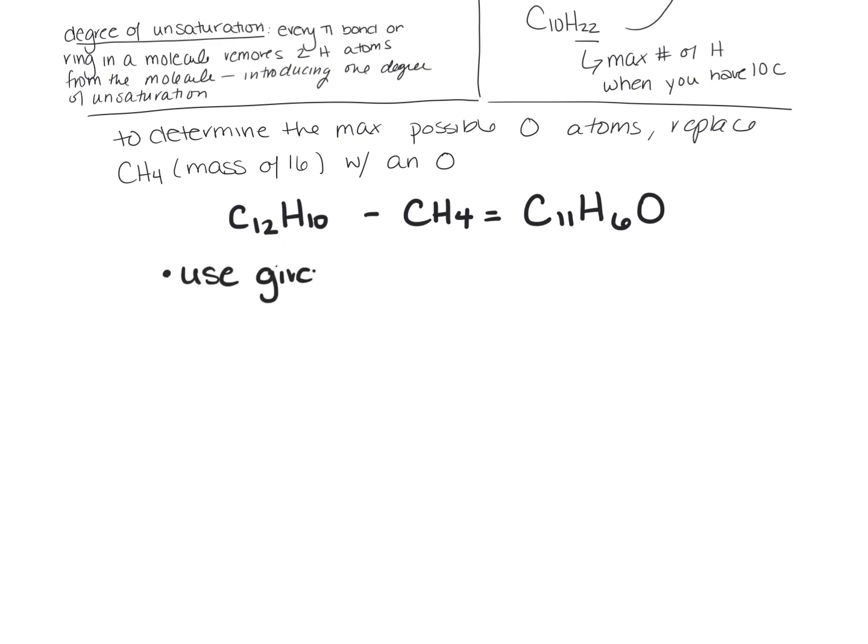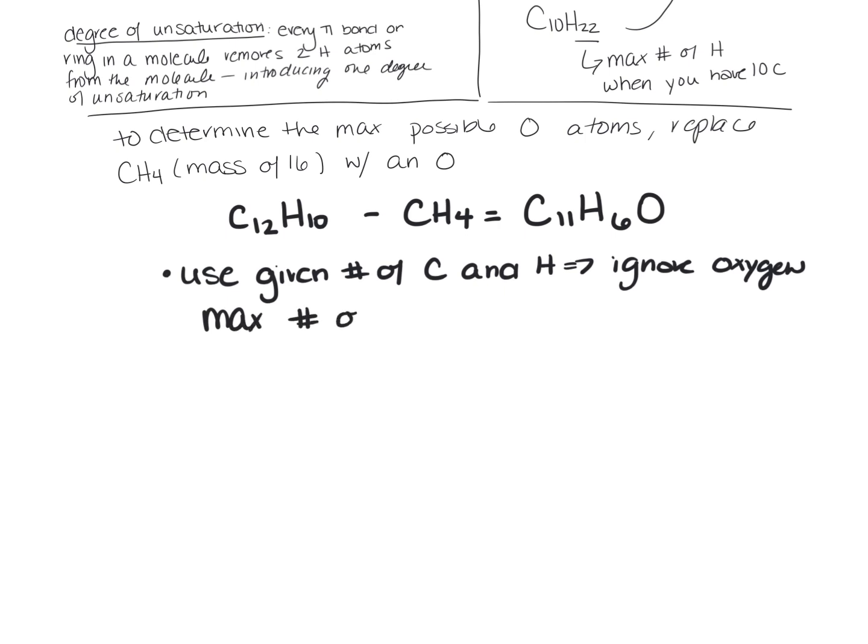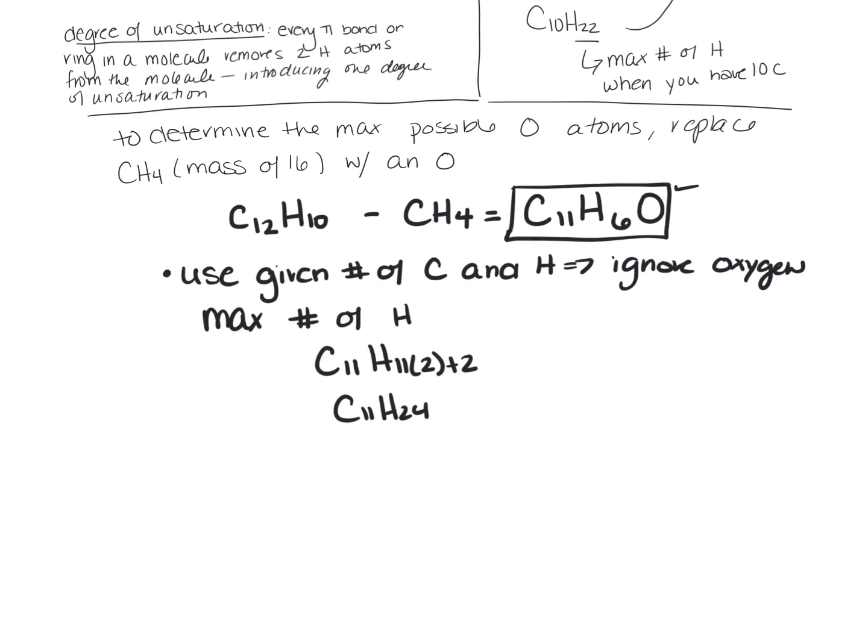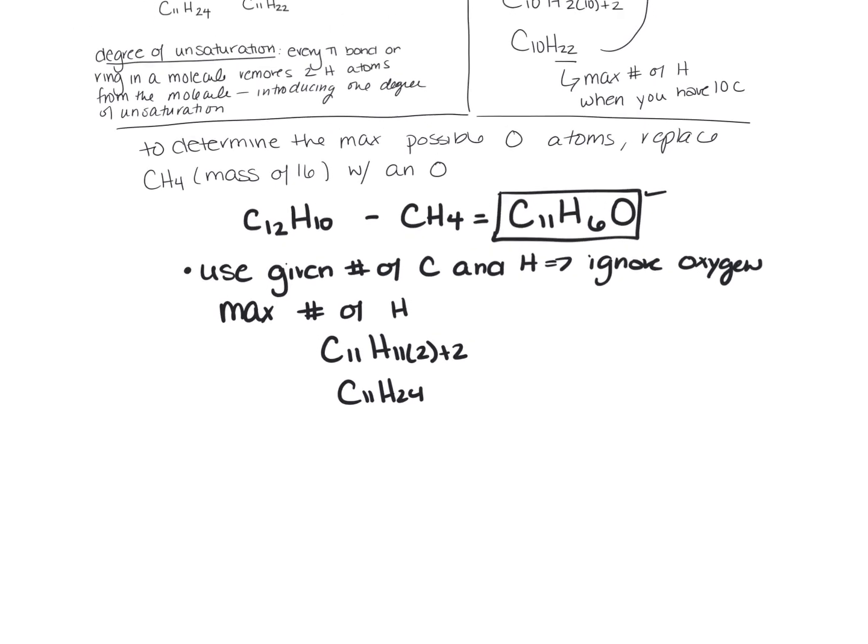Now, when we talk about the degree of unsaturation and oxygen, you need to just use, for the double check, the given number of carbons and hydrogens and ignore oxygen, right? So we just ignore oxygen when it comes to this. So for the double check, we would say, look, the max number of hydrogens that we can have for this molecule is still C11H11 times 2 plus 2, which is H24. So this formula makes sense. We're not over on our hydrogens, which is what we're worried about.